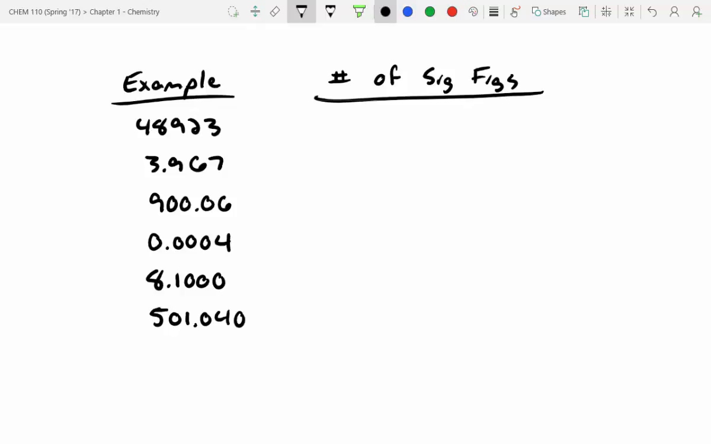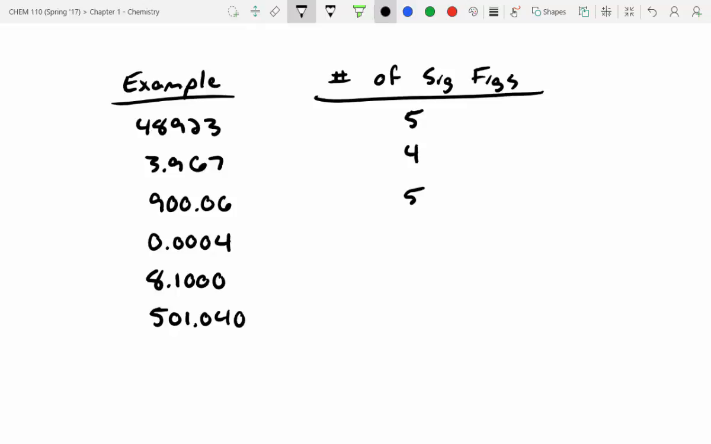Let's do the first three really quick. I think the first three are a lot easier. The first one, we don't even have a 0. It's got to be 5, right? Not too bad. Next one, same sort of thing. Even though we have a decimal, we don't even have zeros, so it's got to be 4. What about the next one? 5. We count all the zeros between non-zero numbers.